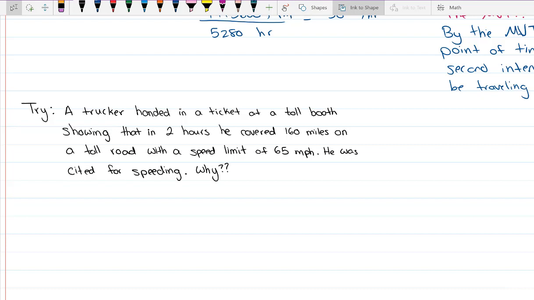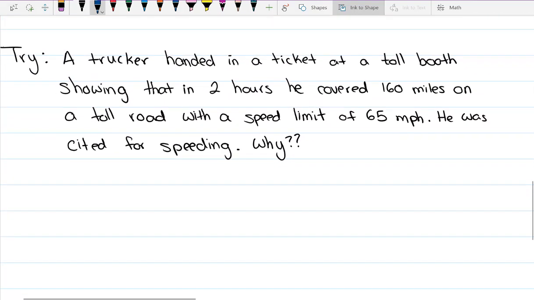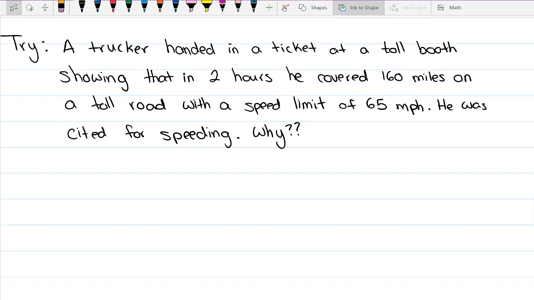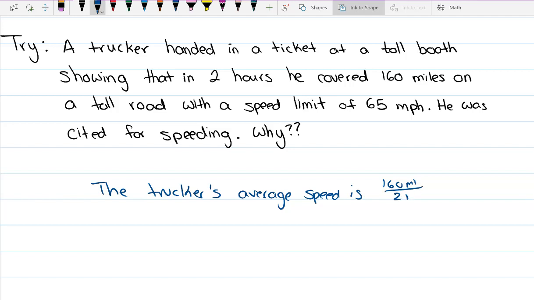All right, welcome back. We're going to figure out how in the world this trucker got a ticket. Because if I was him, I'd be upset because I didn't get pulled over by a cop. So this is what happens in the real world. This is how calculus makes money. So the trucker's average speed is what? The trucker's average speed is 160 miles divided by 2 hours, which is 80 miles per hour.